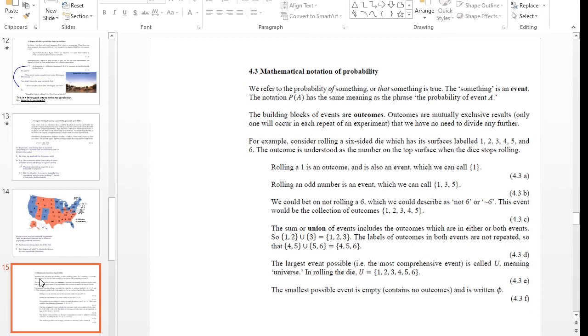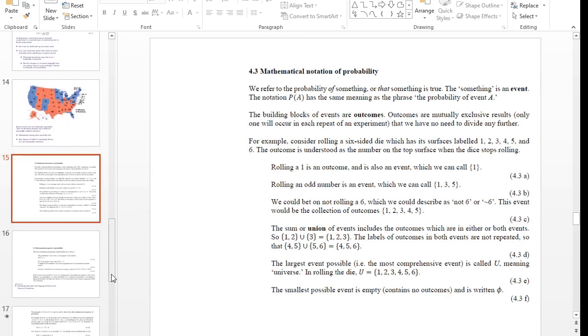The smallest possible event is called the empty set. It's empty, it contains no outcomes, and it's just written phi, or there would be nothing in between the curly brackets. So there are some bits of notation of probability. You might need to manipulate those in simple ways in this course, and you'll need to know this is how people manipulate them if you read some textbooks on probability theory.